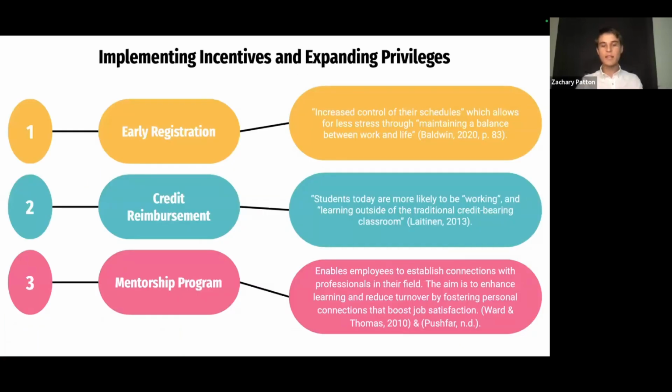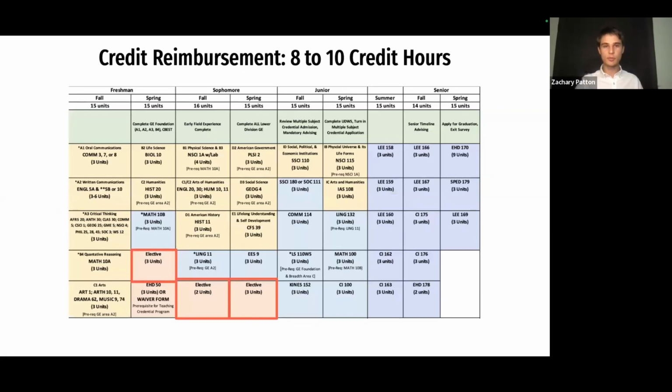There are 3 main areas that the Teaching Fellow Scholarship Program needs to be expanded, all of which are highly supported by research. The first area is early registration, so CTFF employees can work in the afternoon and have classes in the morning. The second area is credit reimbursement. We'll cover that in the next slide. And the third area is the mentorship program, which would be expanding the existing Teaching Fellows Academy to be sort of like student teaching. The red illuminates 3 elective areas that add up to 8 units, for which students can be reimbursed for credit.